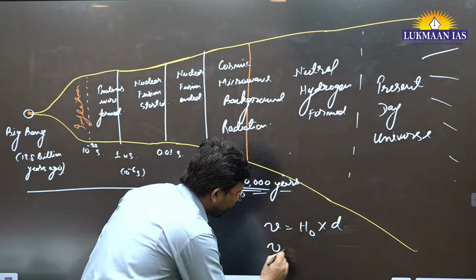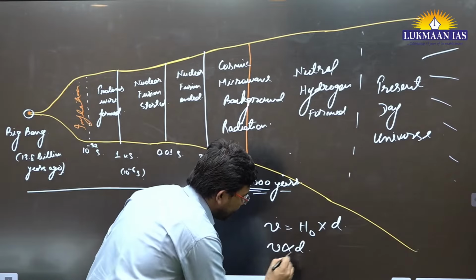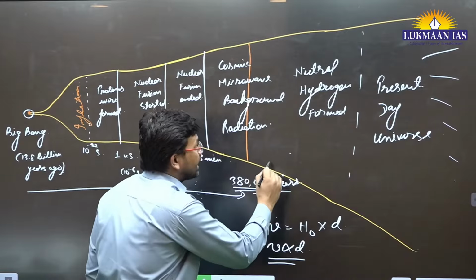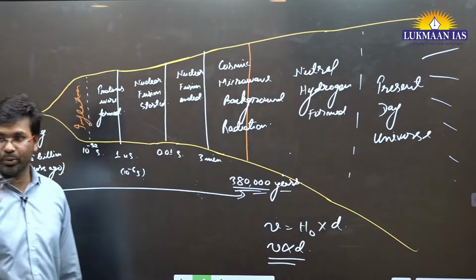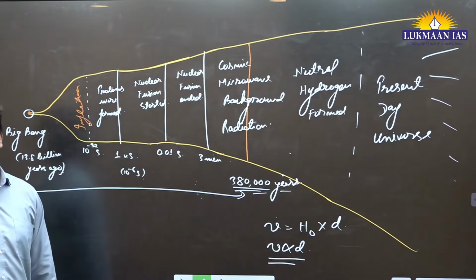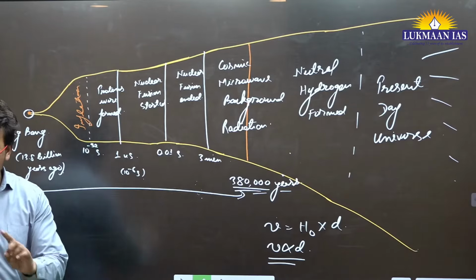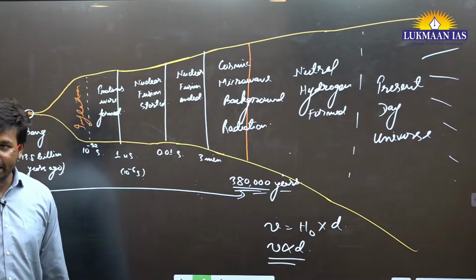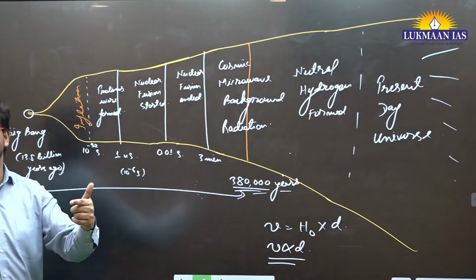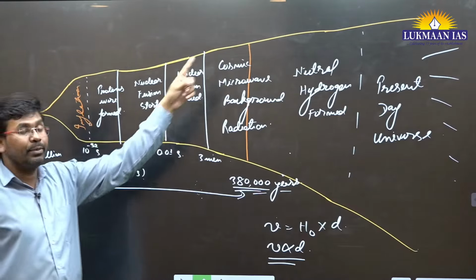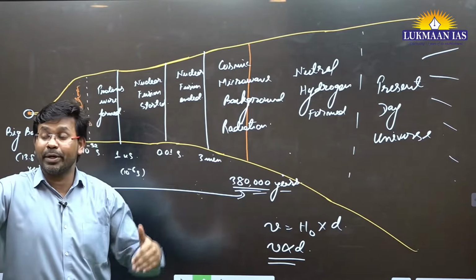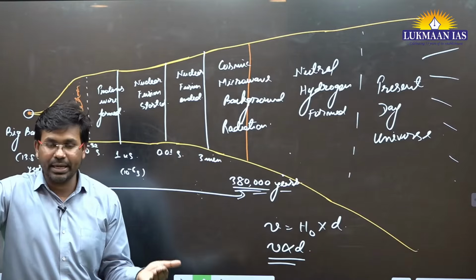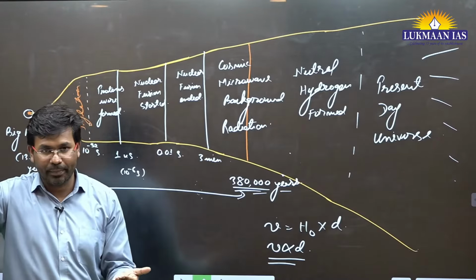It says that V is proportional to D, meaning the galaxy which is farther away from us will have more speed. And what kind of shift will we see? We will see redshift, because the perceived frequency of an object which is moving away will be less than the actual frequency. This is known as the redshift phenomenon, right?